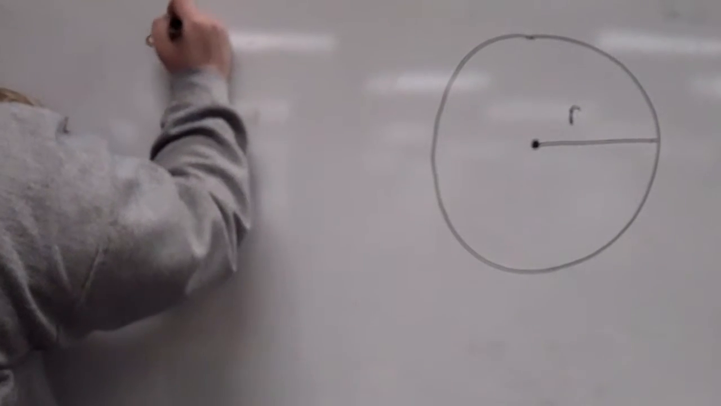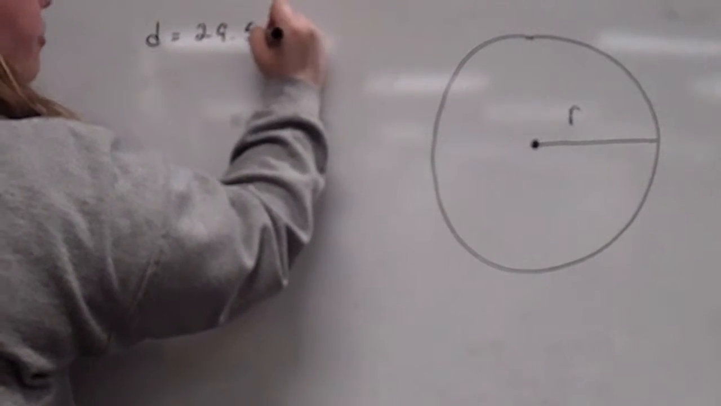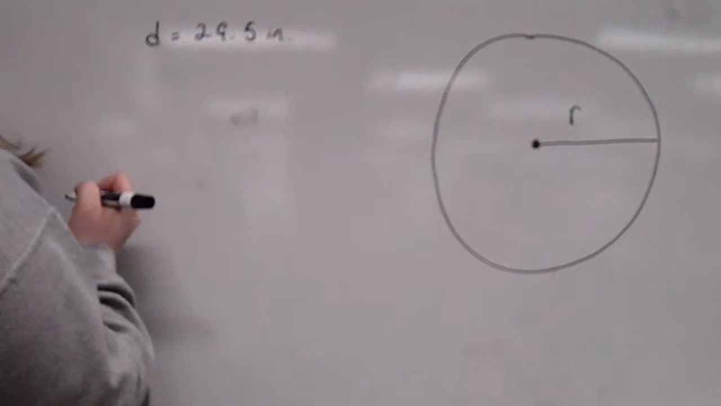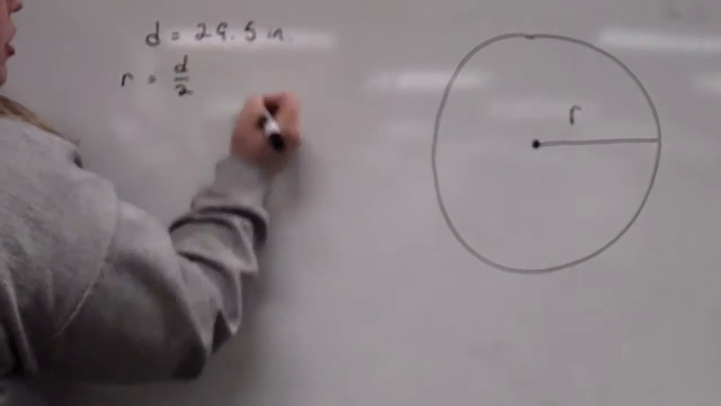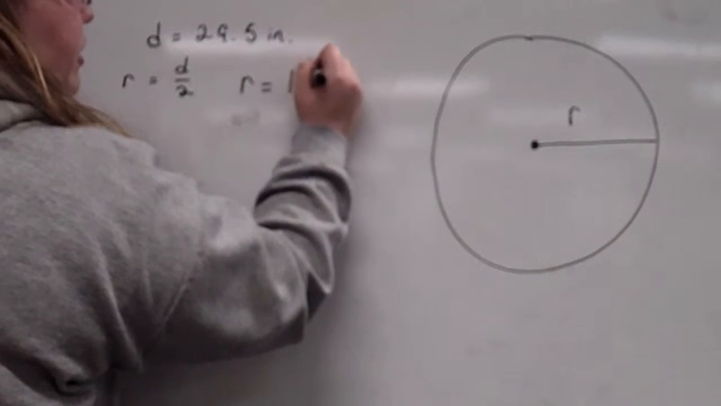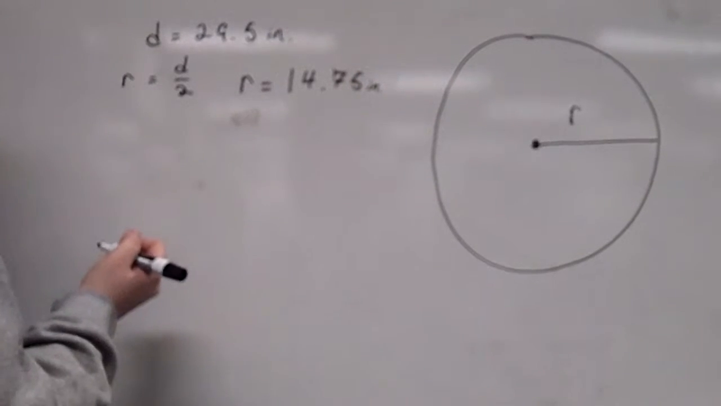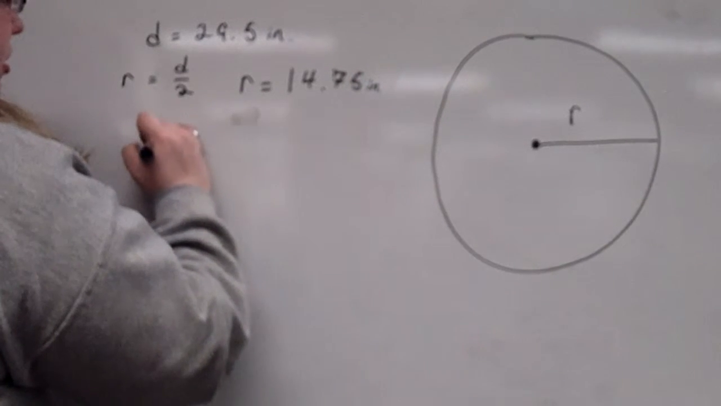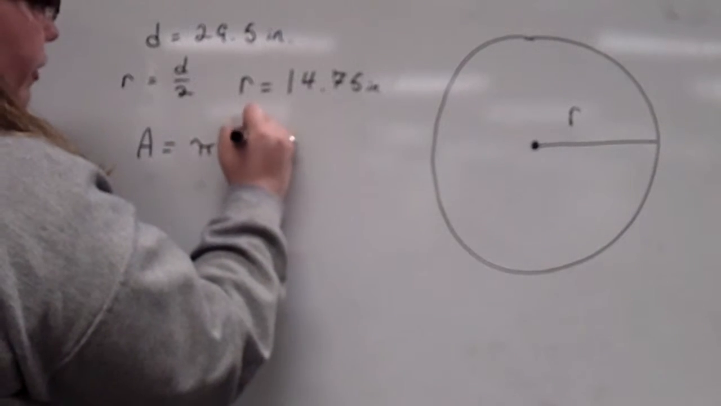We found the diameter of the circle was 29.5 inches. We know that radius is diameter over 2, so using a calculator I found that the radius of the circle is 14.75 inches. The area of a circle is defined by pi r squared.